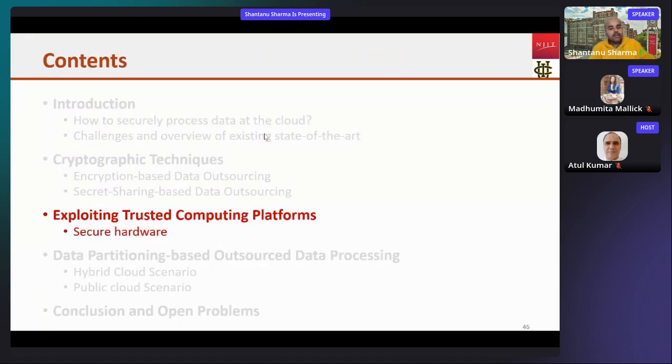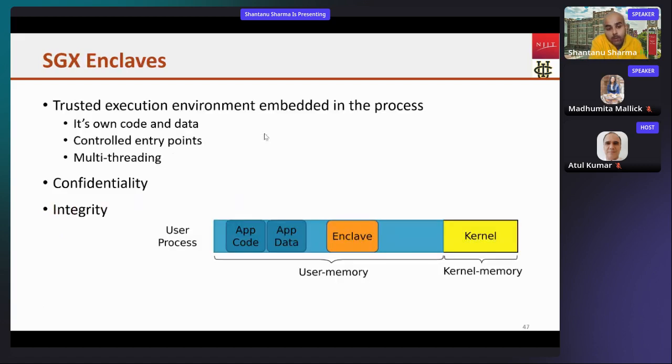Next part, so this was the end of the cryptographic based techniques. As I told you, two categories: encryption based techniques and secret sharing based techniques. Next one is the secure hardware. They don't use any encryption based techniques, and internally inside SGX or the secure hardware, they process our queries. So first of all, what is secure hardware? Intel SGX is the most famous secure hardware system that is available to all of us at present. The full form of SGX is Software Guard Extensions.